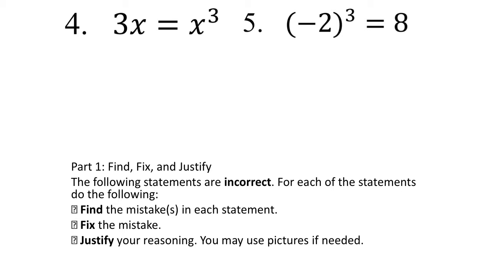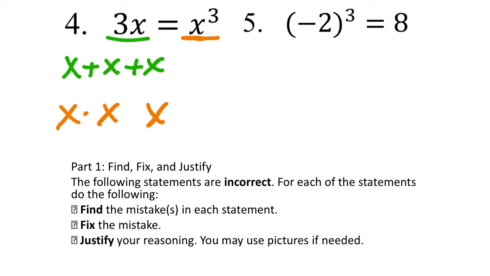Or on number 4, this doesn't happen too often, but 3 times x and x to the power of 3. If we were to expand both of these, you'd end up with 2 very different answers. For example, 3 times x is 3 groups of x, meaning we're using addition. So that's x plus x plus x. Okay, so when it's expanded, we would use addition. But on the x to the power of 3, if we were to expand it, you'd still have 3 x's, but now the operation has changed to multiplication, which only in rare cases is the same, okay?